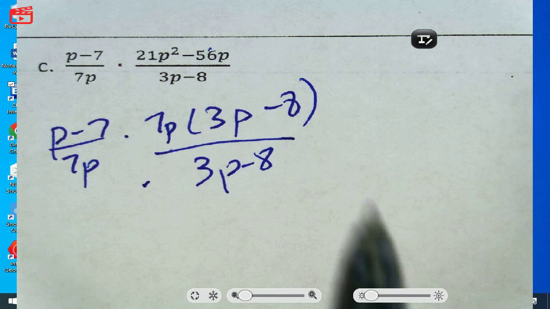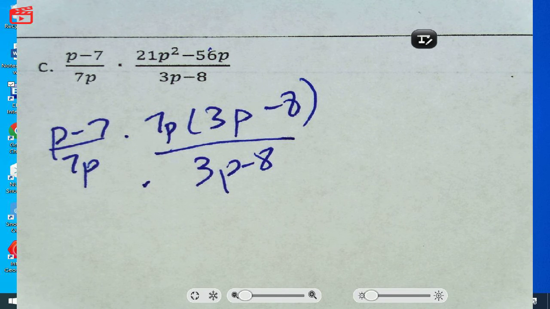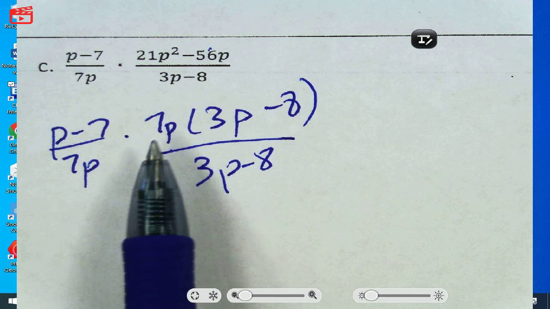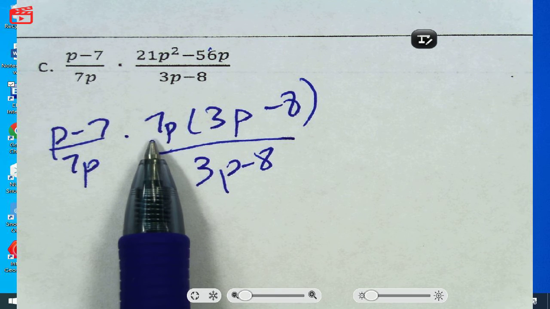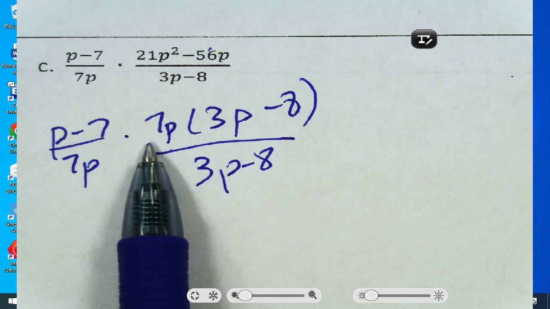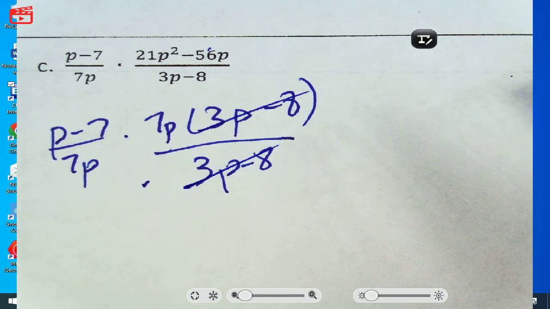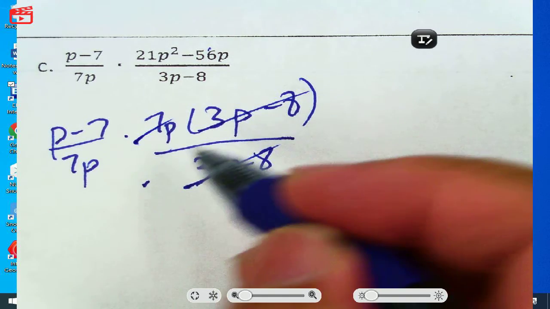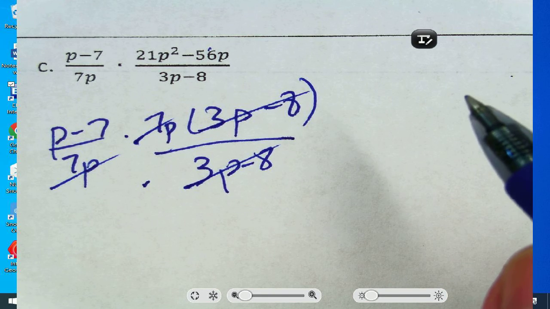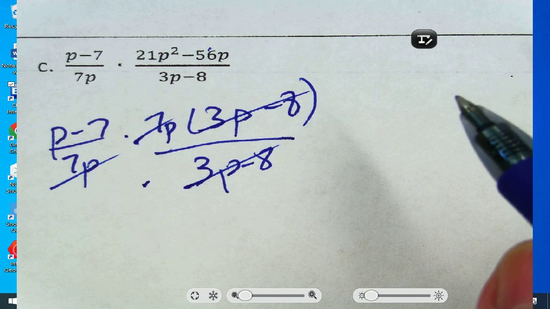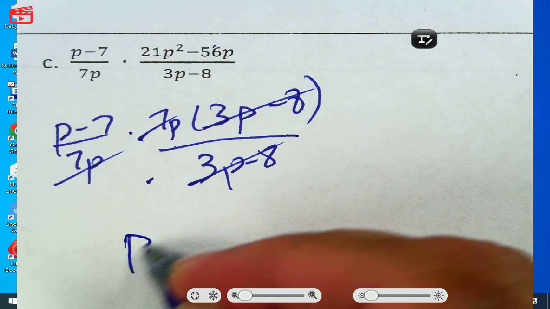Alright. Now, so what I'm going to do is cancel. And you can cancel as long as you got 1 in the numerator and 1 in the denominator. And it only works for multiplication. You can't do it for addition. You can't do it for subtraction. You can't do it for division. You can't do it for equal signs. It's only for multiplication you can do this kind of reduction. Okay? So 3p minus 8 cancels with 3p minus 8. 7p cancels with 7p. So what's left? P minus 7. Final answer, p minus 7.